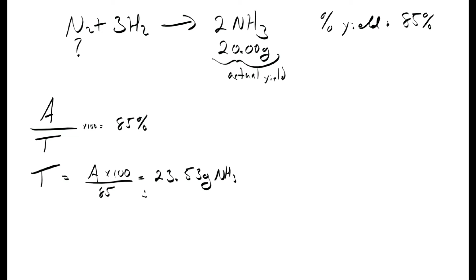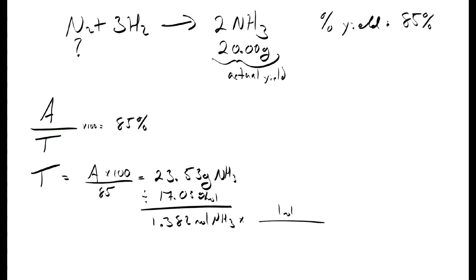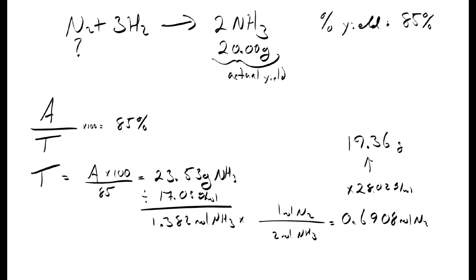Okay, first we convert to moles, so divided by 17.03 grams per mole is 1.382 moles of ammonia. Again, this is still our theoretical amount of ammonia we'd need. Stoichiometry, where we're going to, goes on top. And that gives us 0.6908 moles of nitrogen. And of course, we multiply by the molar mass. Just because I'm a stickler for making you guys practice that over and over again. Means that in order to produce 20 grams of ammonia, we need 19.36 grams of nitrogen.